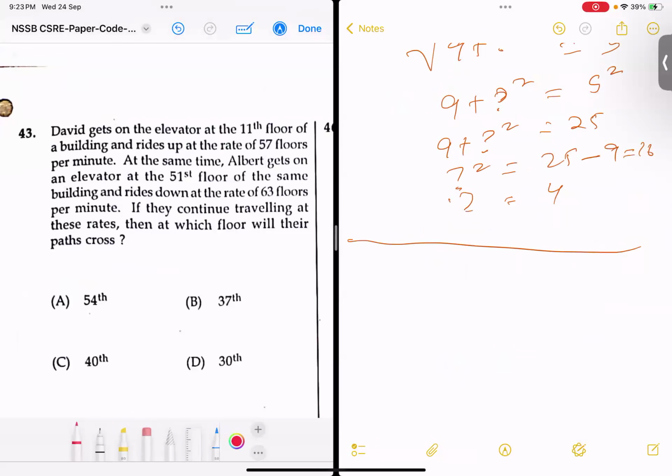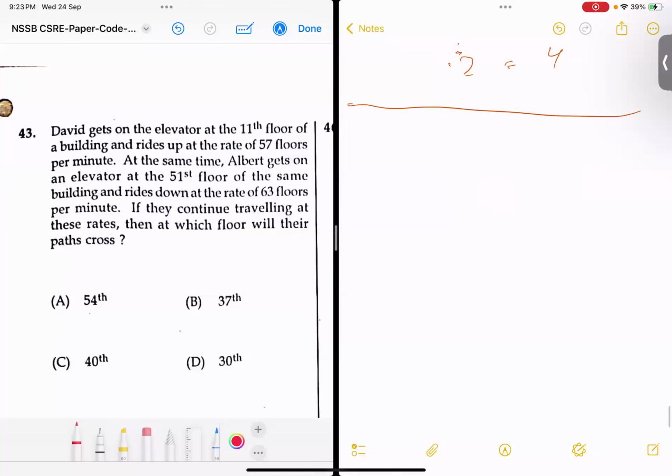Question number 43. David gets on an elevator at 11th floor of a building and rides up at a rate of 57 floors per minute. At the same time, Albert gets on an elevator at the 51st floor of the same building and rides down at a rate of 63 floors per minute. If they continue traveling at this rate, at what floor will they cross paths?